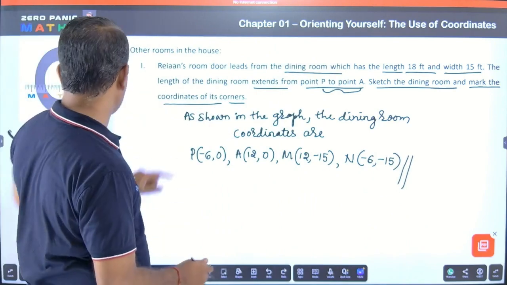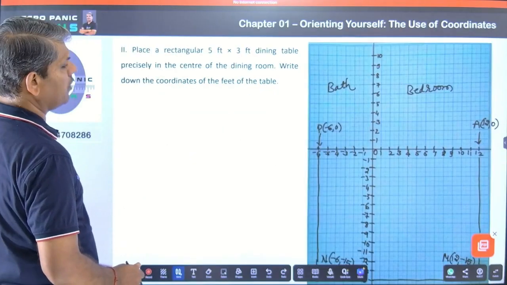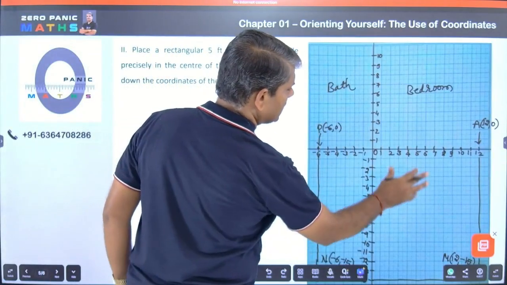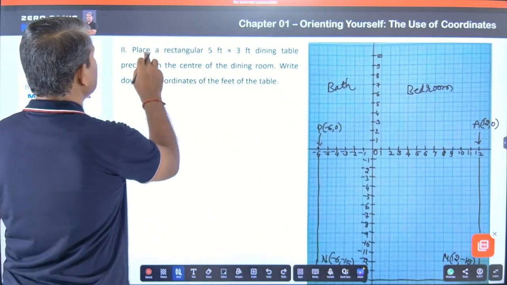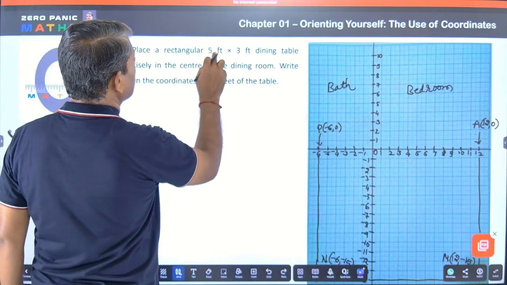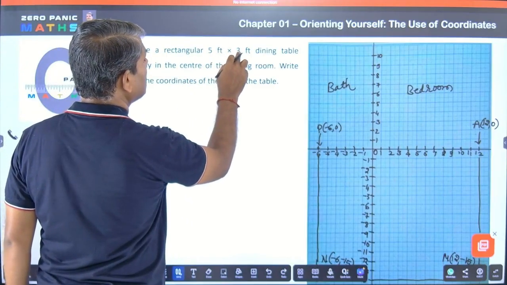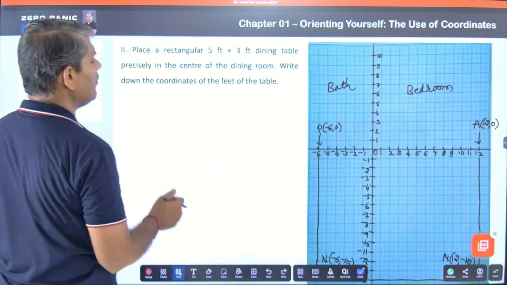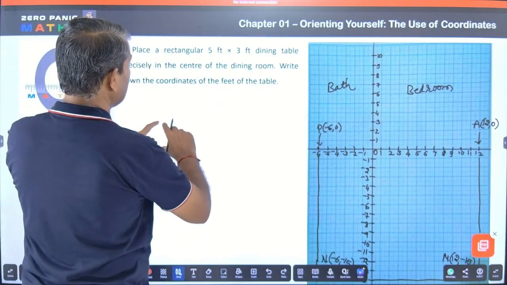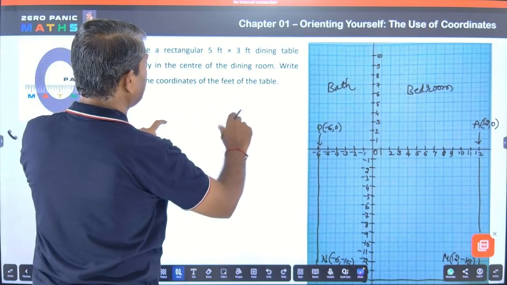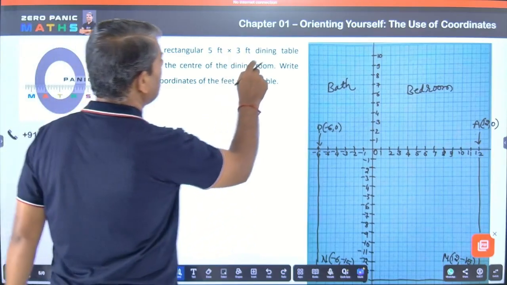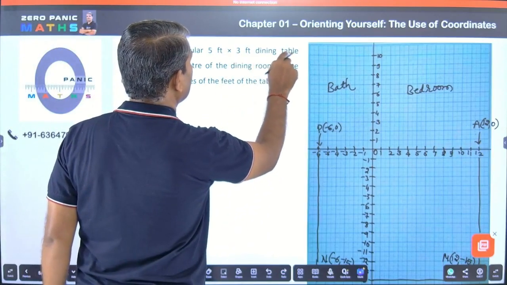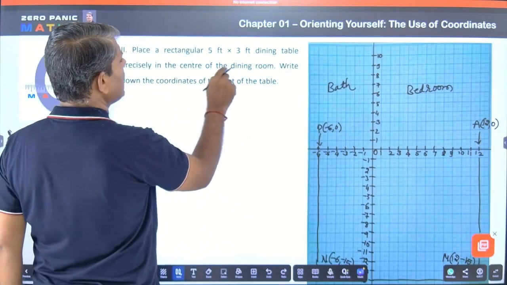Now what is there in the second part? After we sketched the dining room, what is there? They are saying place a rectangular 5 feet by 3 feet dining table. So they want a dining table which is of width 5 feet and length 3 feet. They want to place the dining table precisely in the center of the dining room.